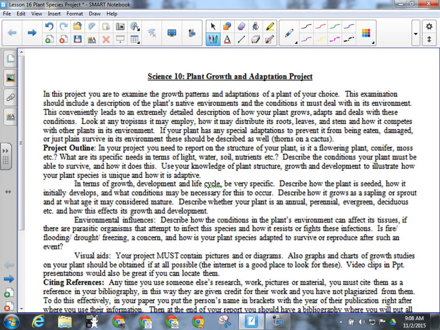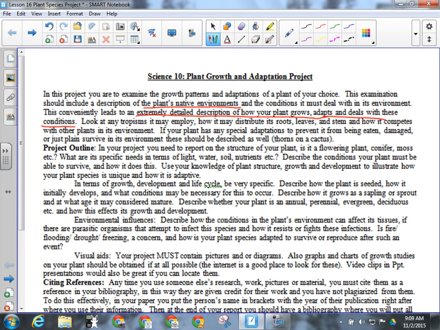Certainly that's something we would want to describe because that's going to tell us the conditions it has to adapt to. Since you've got that document there, I would have it open and you might want to start your planning right now. Make little notes to yourself while I'm going over this that could be included as part of your planning. So, the plant's native environment, the conditions it has to deal with, and then we want an extremely detailed description of how your plant grows, adapts, and deals with those conditions.